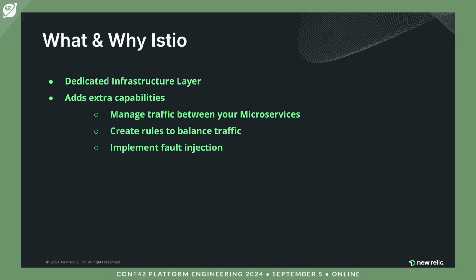Now, let's talk about what Istio is and why it is required. Istio is a service mesh, a dedicated infrastructure layer that you can add transparently to your applications. This new layer adds extra capabilities to the infrastructure, allowing you to manage the traffic between your microservices. So, you can create your own rules to balance the traffic based on your preference, implement fault injection rules to apply chaos engineering to your code, and many more options, right?